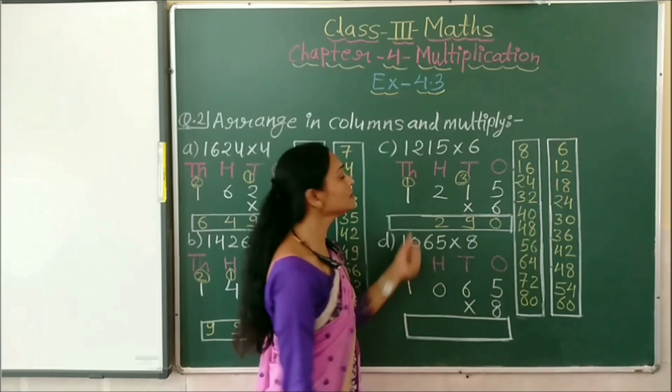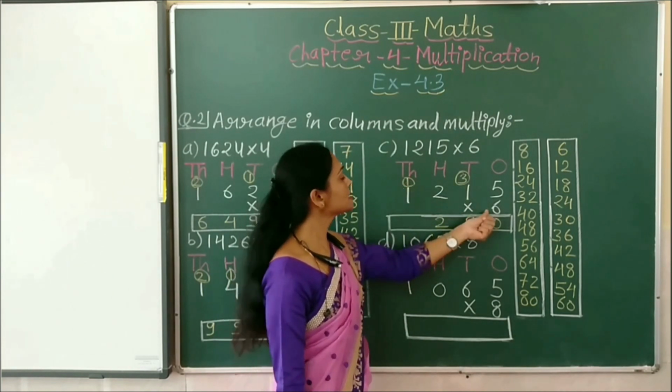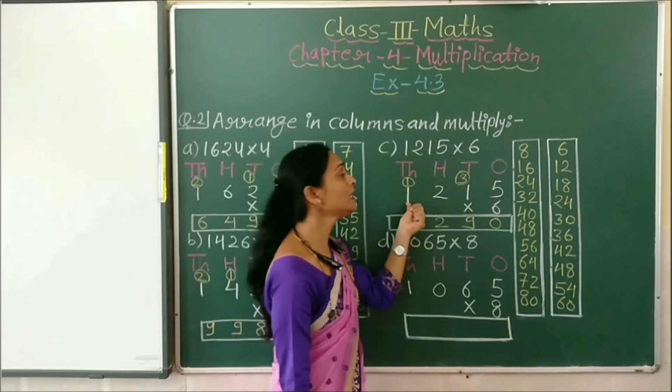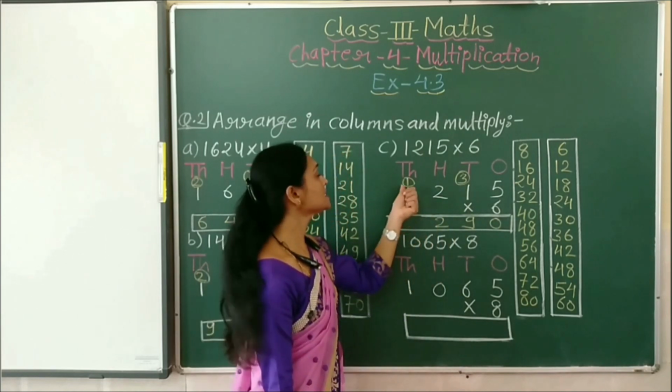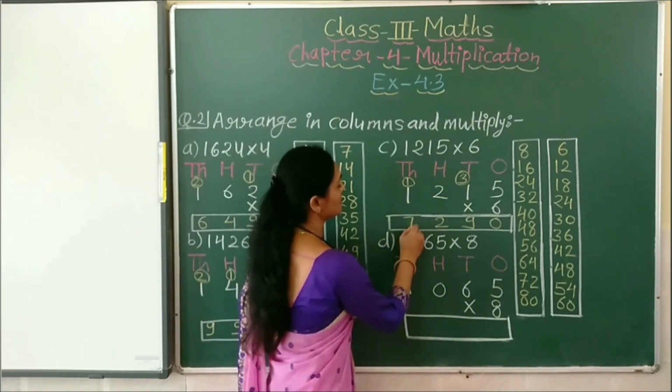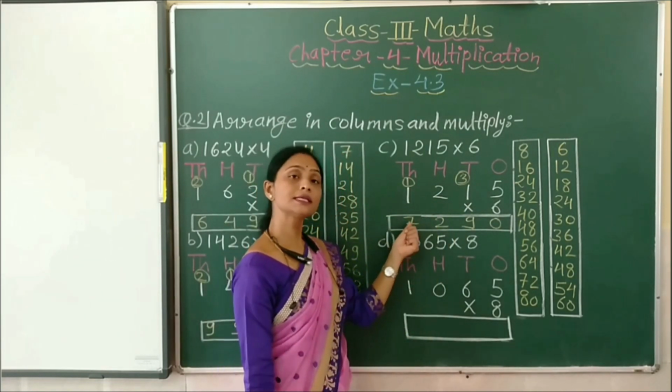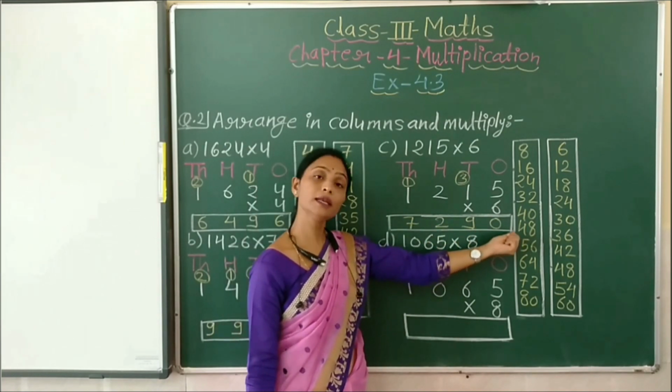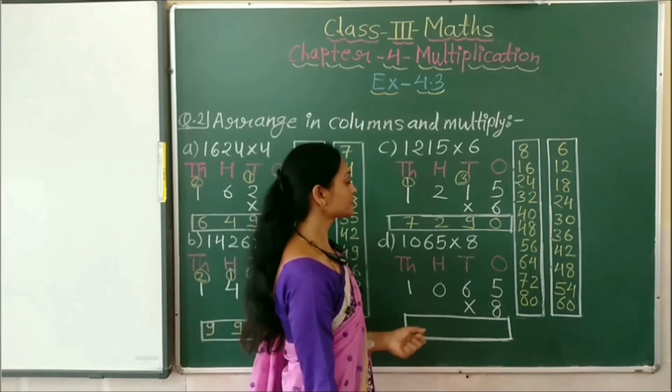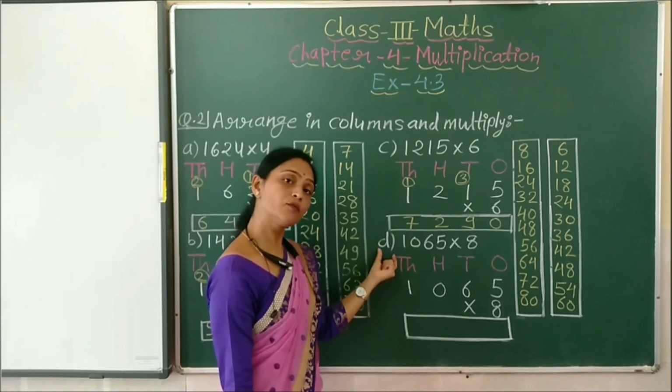and 1 carry over on thousands place. Now 6 table, 1 time only. So 6 ones are 6 plus 1, how much? 7. So we got this number 7290. Yes? So now we will solve this fourth one.